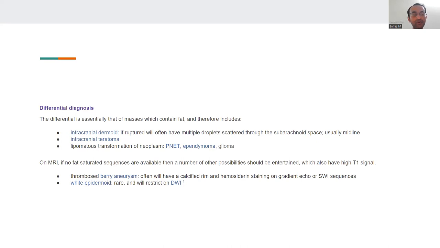On MRI, if no fat-saturated sequences are available, then a number of other possibilities should be entertained which also have high T1 signal. They are thrombosed aneurysm, often will have a calcified rim, and hemosiderin staining on gradient echo or SWI sequences, and white epidermoid, rare, and will restrict on DWI.